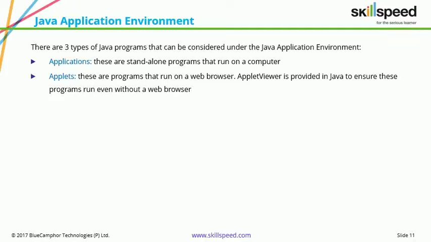We have something called an applet. Applets are programs that run on a web browser. Applet viewer is provided in Java so that it ensures the programs are run even without a web browser. There is one more component called servlets. These are the programs that run on the server side. So the Java application environment contains these three things: applications, applets, and servlets.